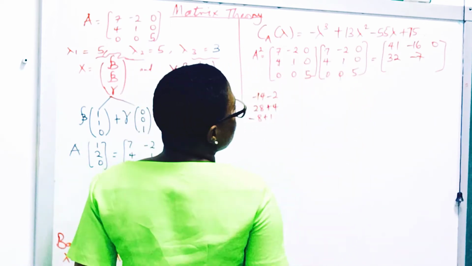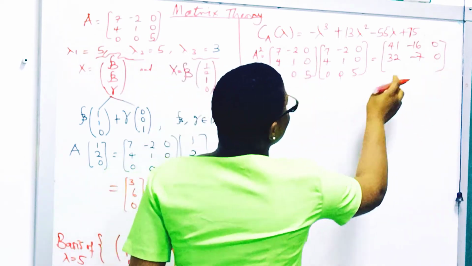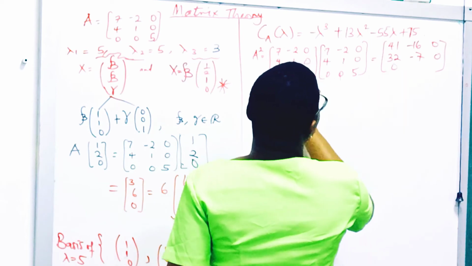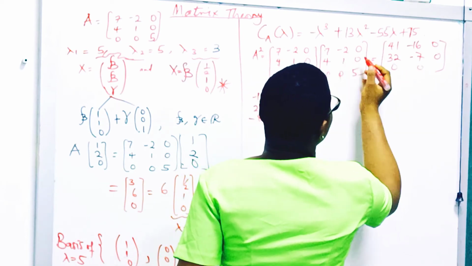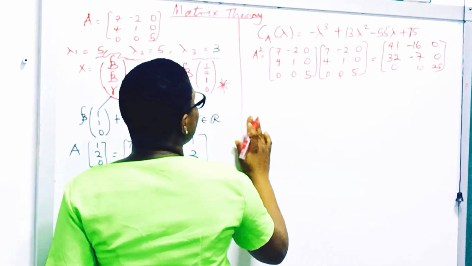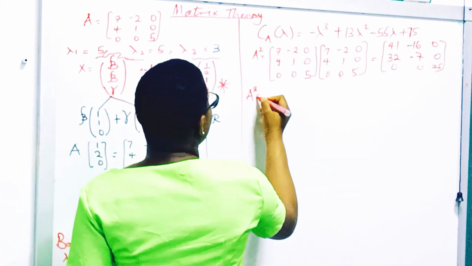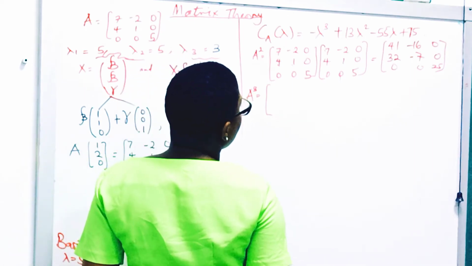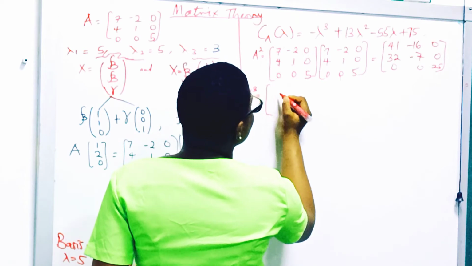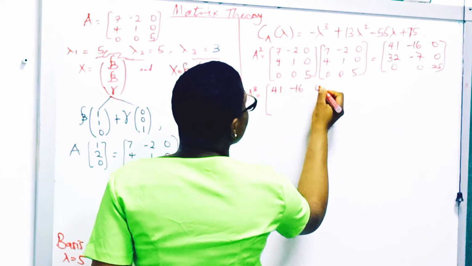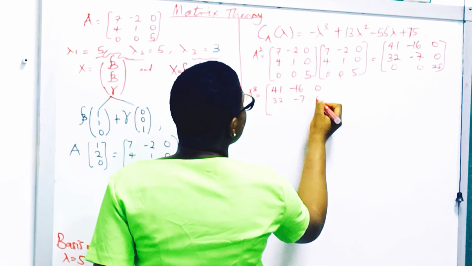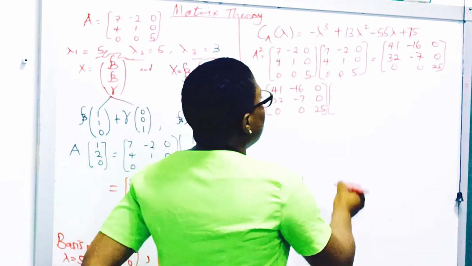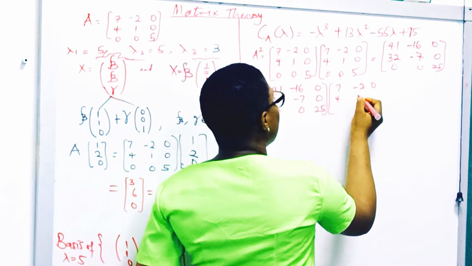This times this, 0. Everything there is 0. This times 25, 25. So that's A squared. Now A cubed. A cubed is A times A squared, or A squared times A; they will give you the same thing. So 41, minus 16, 0; 32, minus 7, 0; 0, 0, 25, times 7, minus 2, 0, 4, 1, 0, 0, 0, 5.